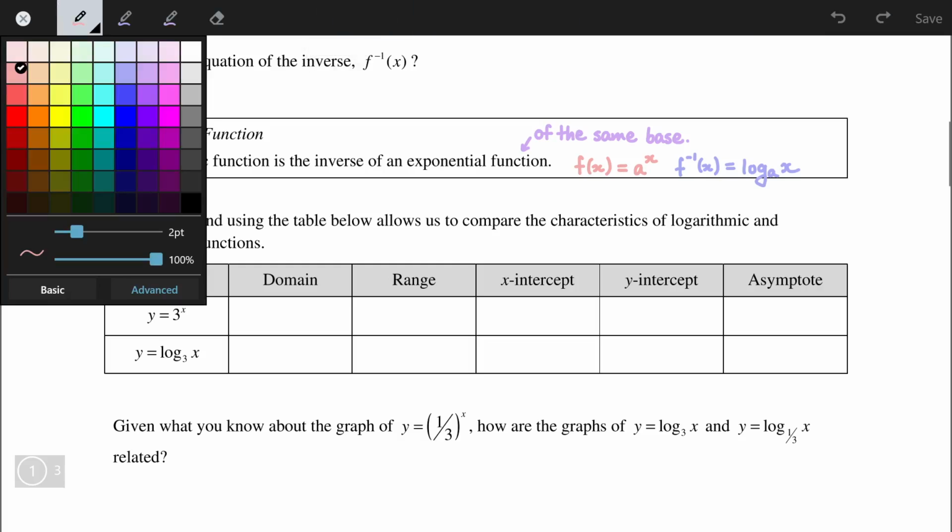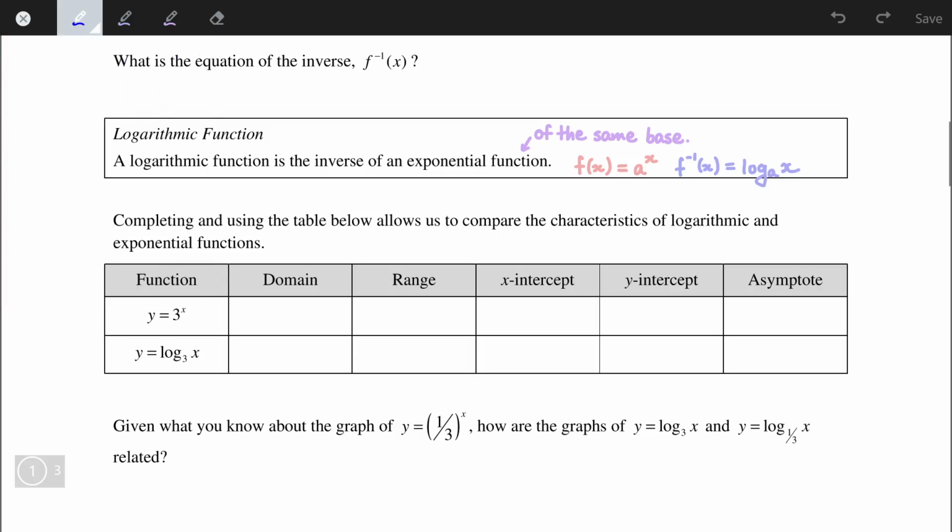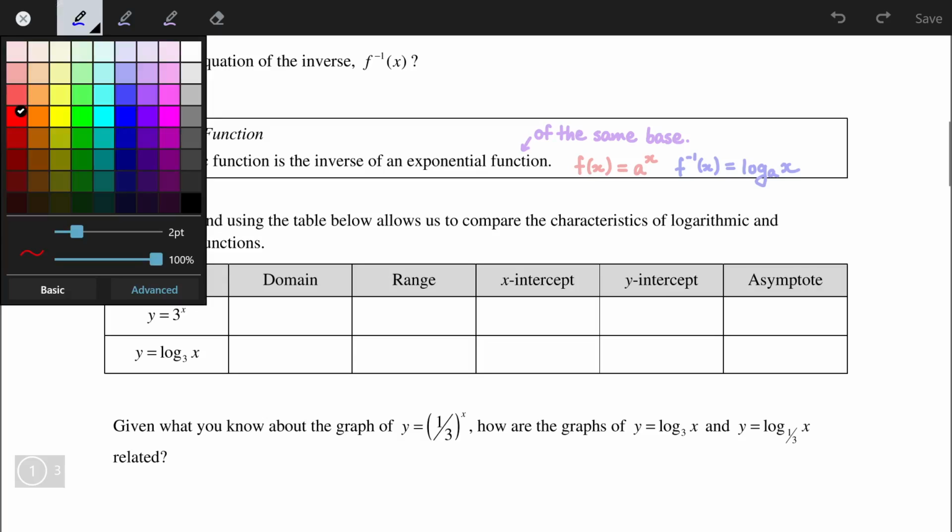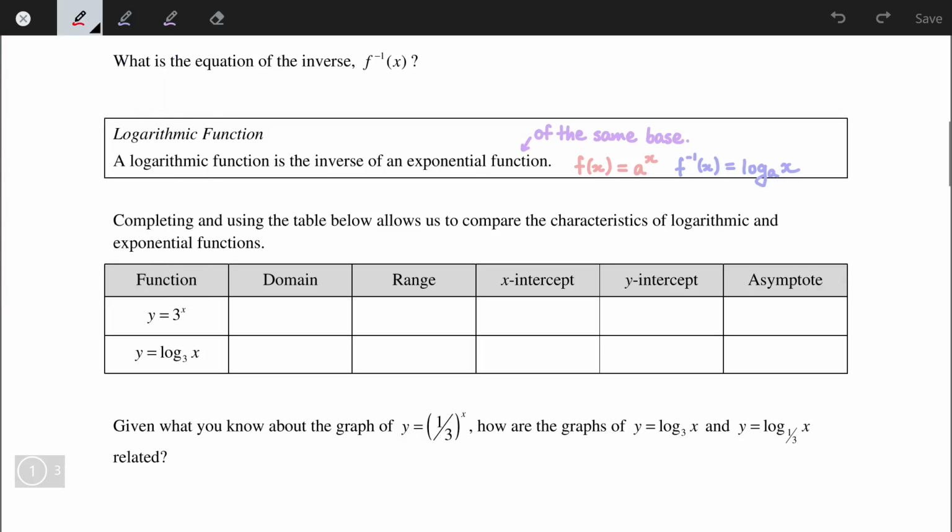So we're going to have the function y equals 3 to the x, and of course the domain is x is an element of the real numbers, range y is greater than 0, there will be no x-intercepts, the y-intercept is just 1, and it has an asymptote at y equals 0.